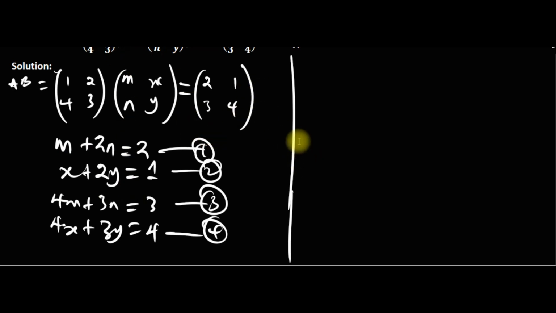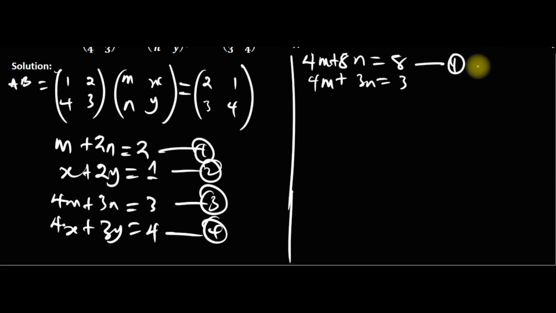Using the elimination method, I'll multiply equation 1 by 4. So 4 times this is 4m plus 4 times 2 is 8n, and 4 times this is 8. Equation 3 is 4m plus 3n equals 3. What I did is equation 1 times 4, so I call it equation 5. So solving equation 5 and equation 3 simultaneously.